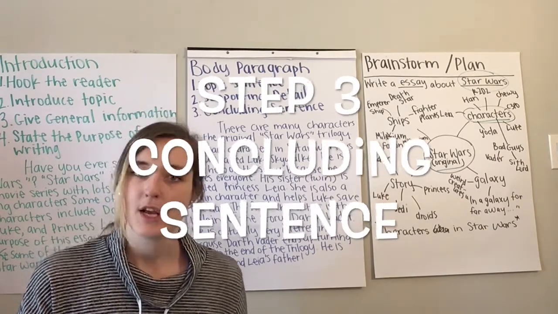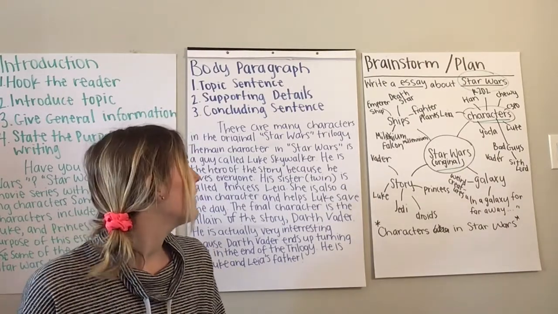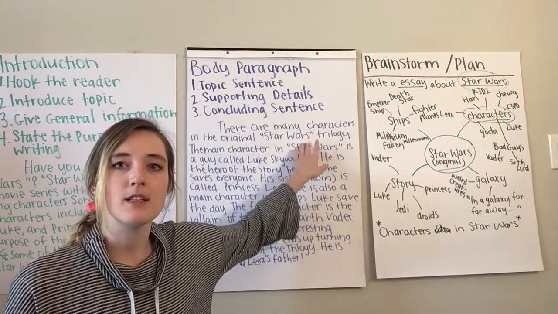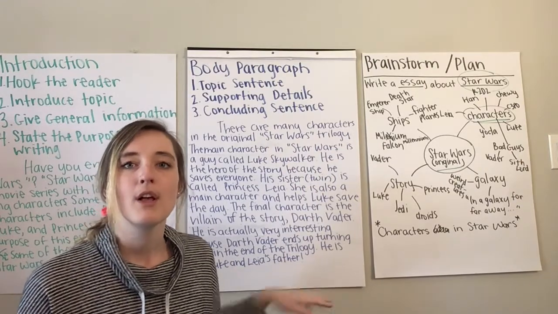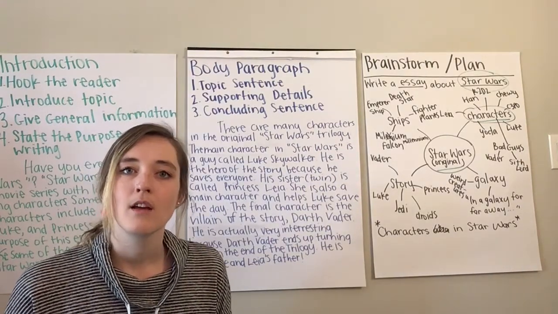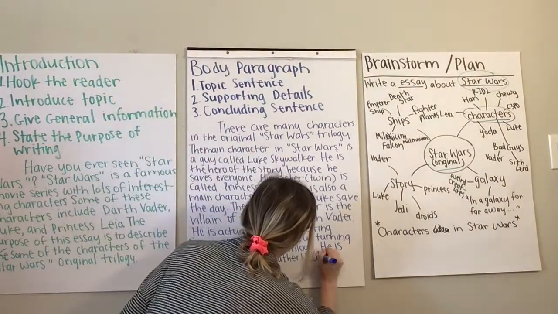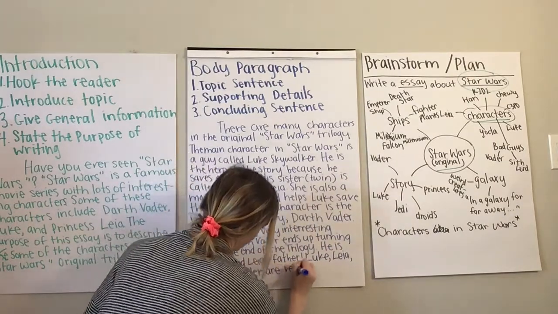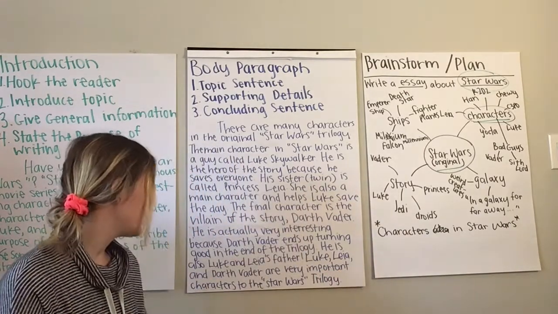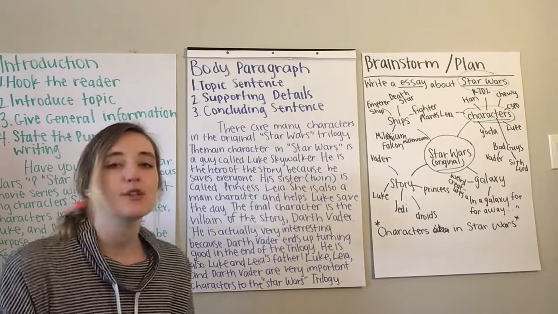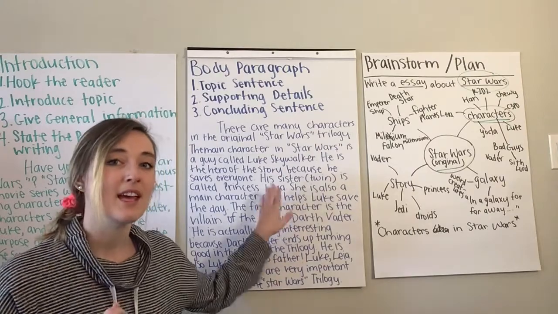Alright, and the final thing that you need to do in a body paragraph is write a concluding sentence. A concluding sentence is a quick sentence to sum up everything that you talked about. Going back, it connects to the topic sentence, which introduces the thing that you wrote about in your body paragraph. Now what you're going to do is just sum it up. I talked about the 3 really important key characters in the original trilogy, so I'm just going to write that down. I said Luke, Leia, and Darth Vader are very important characters to the Star Wars trilogy. It's just one quick final sentence to sum up everything that you talked about in the body paragraph.